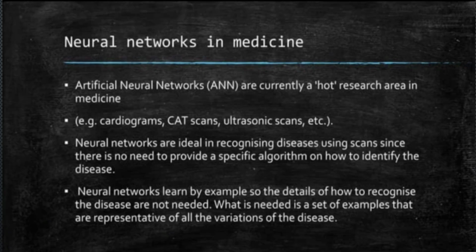Neural networks are used in medicine. Artificial neural networks are currently a hot research area in medicine. Neural networks are ideal in recognizing disease using scans since there is no need to provide a specific algorithm on how to identify the disease. Neural networks learn by example, so the details of how to recognize the disease are not needed. What is needed is a set of examples that are representative of all the variations of the disease.